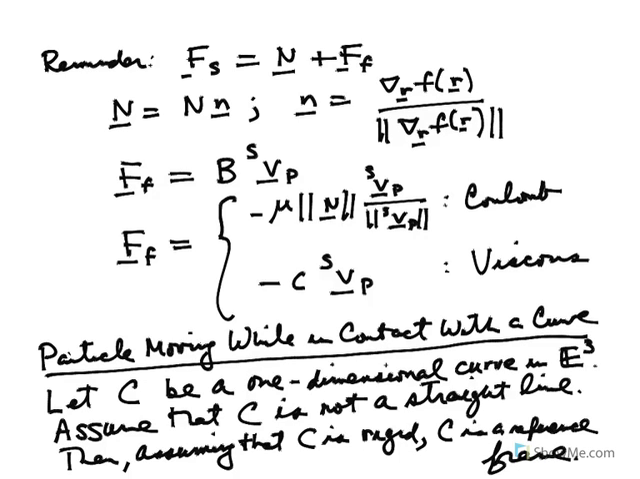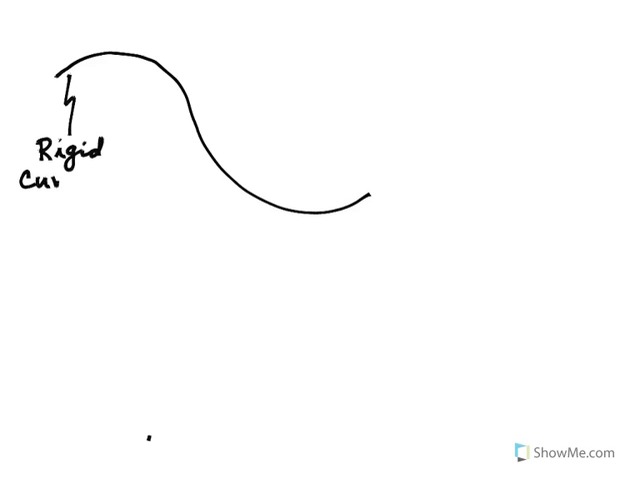So now we have a reference frame just like we did before. So what does this picture look like? So here's my curve, and this is a rigid curve. Call it C. And at some point on this curve, there is a point P, which is my particle of mass m, and it's moving while in contact with this curve. So P moves while in contact with the curve C.